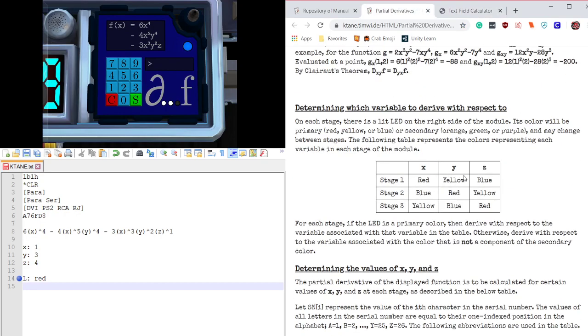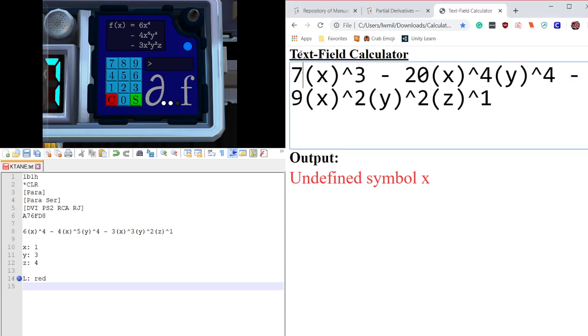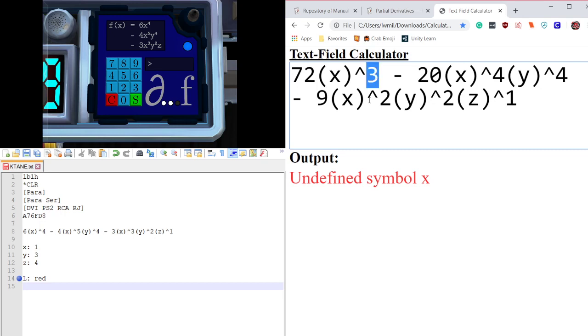So we're on to stage 2. Stage 2's LED is blue, which means we're deriving to x again. Let's do that. The exponent of x is 3, times 24 is, I don't know that off the top of my head, so I'll just do this, 72. 3 minus 1 is 2.